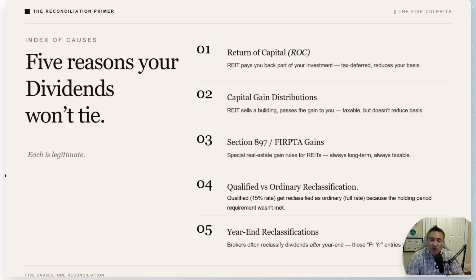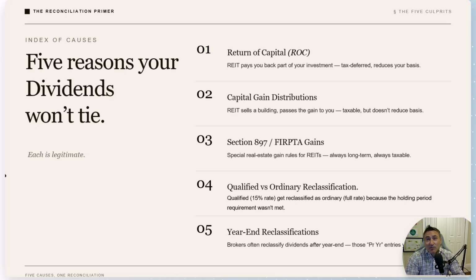And finally, there are also year-end classifications. Sometimes the 1099 will disclose, here was a dividend that was declared in one year but not paid till the next year, or vice versa. And there are reclasses on the 1099 that may not match the cash records that you keep in Quicken. So there are the 5 reasons.